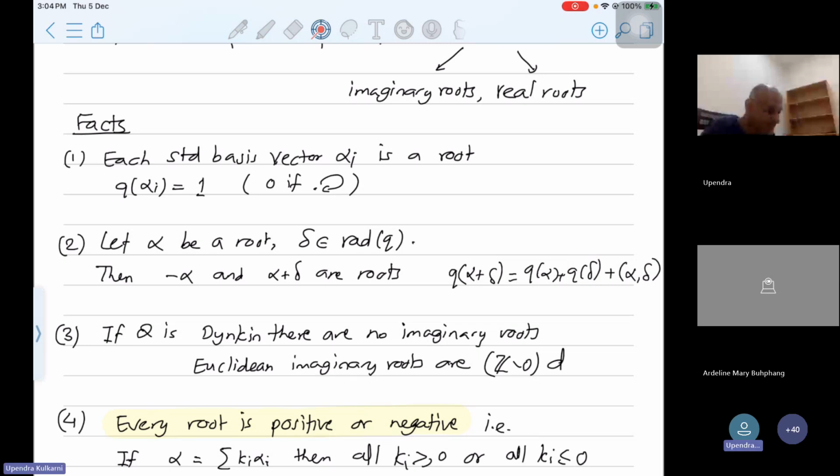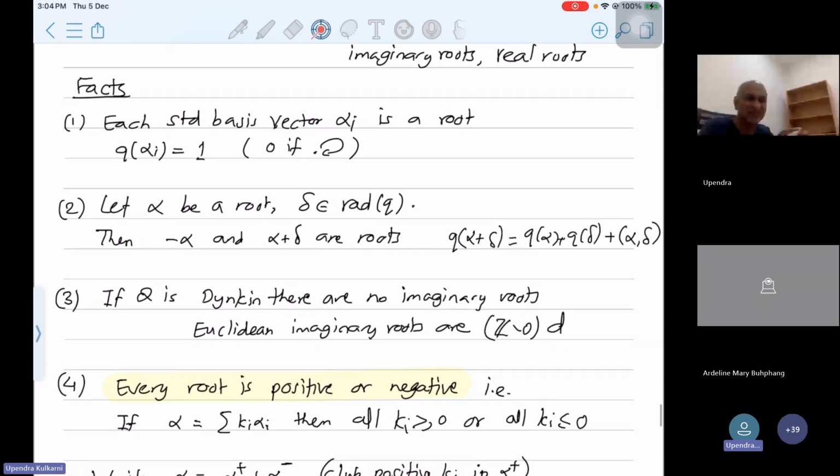So what this says is that in the Euclidean case, you can add any multiple of delta. You'll still get a root because I can keep adding delta, or subtracting. Okay. Now we come to the Dynkin case. Then there are no imaginary roots, and in the Euclidean case, of course, they are just the multiples of D. This is straight from the lemma, no? Because Q of something is 0 means it's a multiple of D.